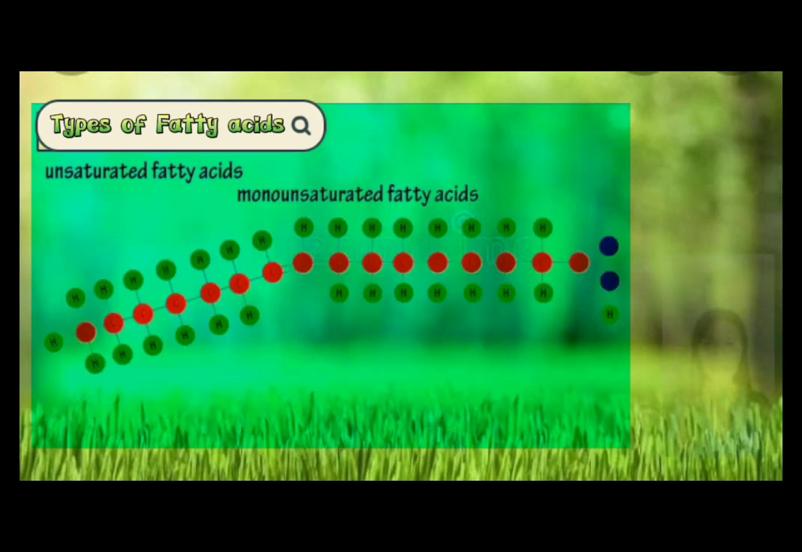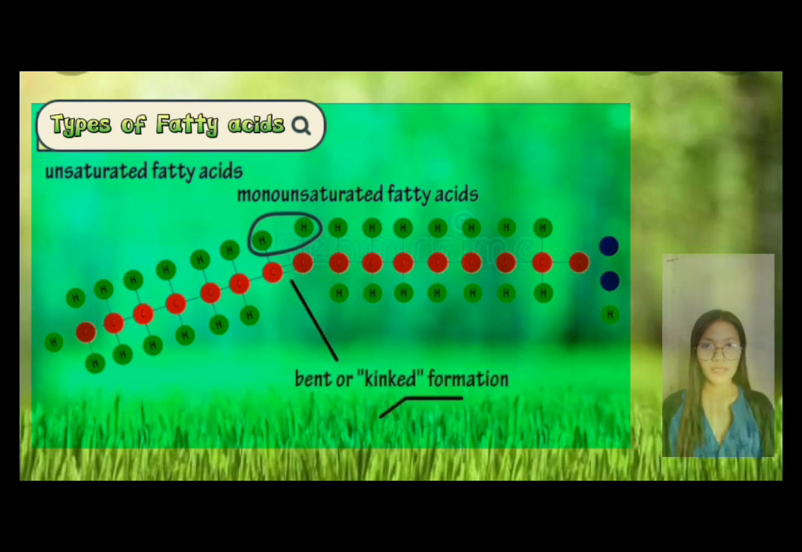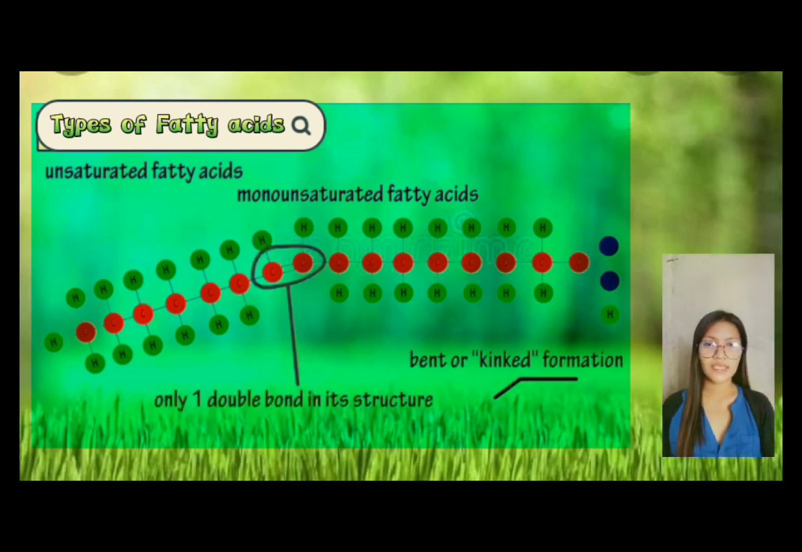Monounsaturated fatty acids have a cis-molecular formation with the hydrogens on the same side of the double-bonded carbon atoms. With this bent or kink formation, monounsaturated fats have one double bond in their structure. They are usually liquid at room temperature and have lower melting points.